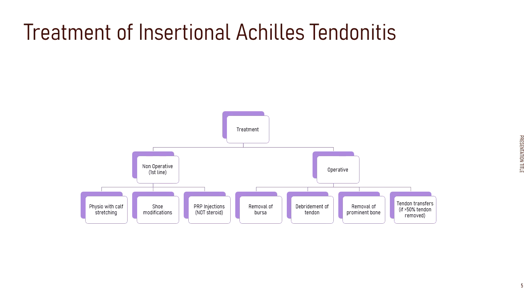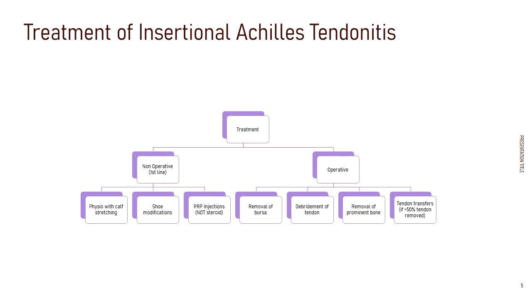Injections that we can use are PRP injections. There are other experimental injections also. We should avoid steroid injections due to the risk of Achilles tendon rupture. If all of these fail, we can then move to an operative method.